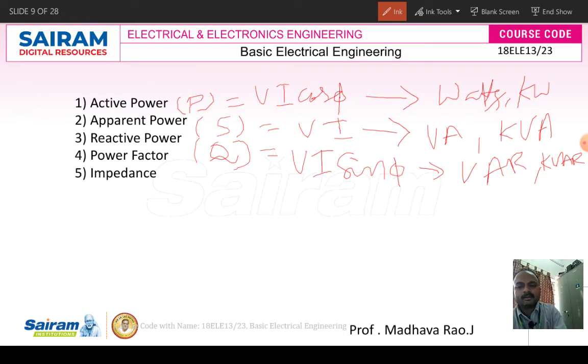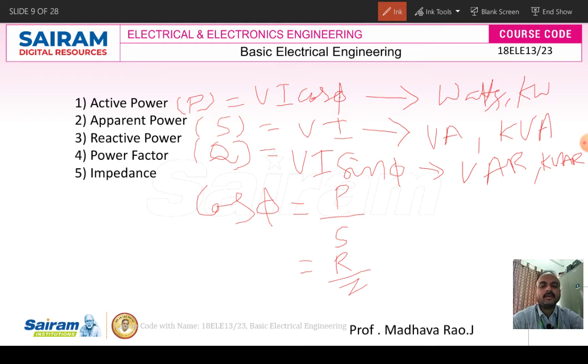Next one, power factor. Power factor is denoted with cos phi. We can define power factor in three ways. It is the ratio between active power and apparent power. It is also the cosine of the angle between voltage and current. It is also the ratio between resistance and impedance. Power factor does not have any units.